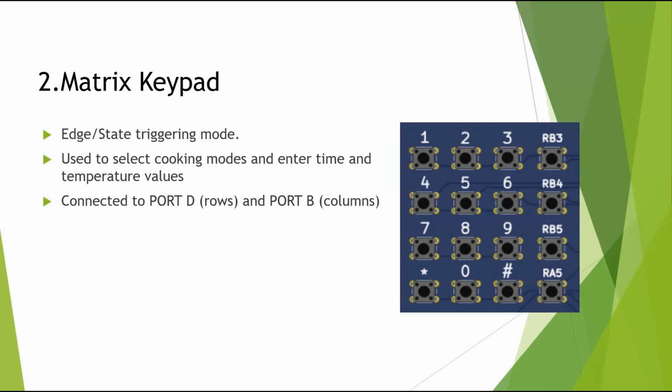Matrix keypad. The matrix keypad is a 4x4 matrix which is used to trigger the commands given by the user. It acts in edge or state triggering mode. It is used to select cooking modes and enter time and temperature values. In this matrix, it is connected to port D as rows and port B as columns.